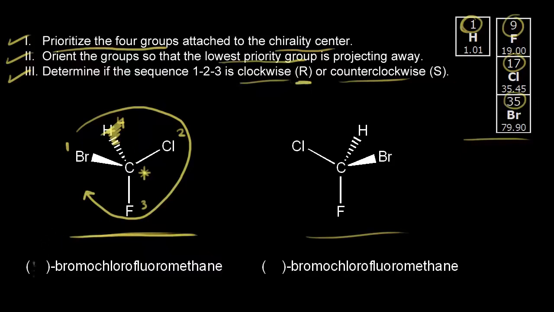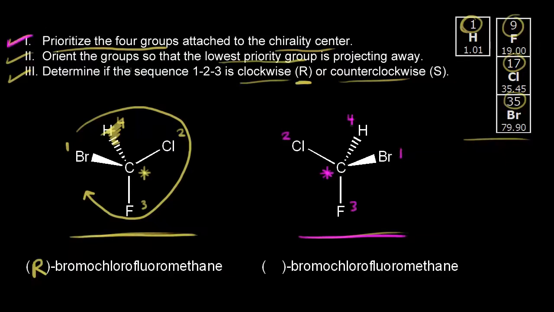So I'm going to write R bromochlorofluoromethane. Let's do the same thing for its mirror image. So this compound on the right, we know that this carbon is our chiral center. We already know how to assign priority. Bromine gets a number 1, chlorine gets a number 2, fluorine gets a number 3, and hydrogen gets a number 4. So step 1 is done.